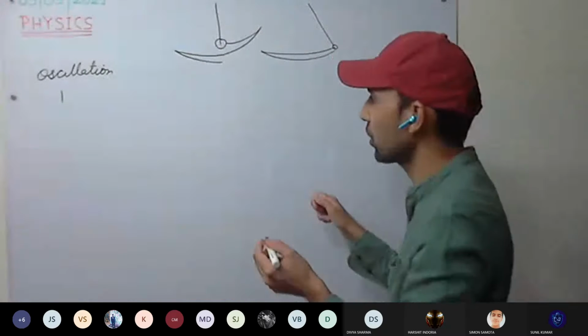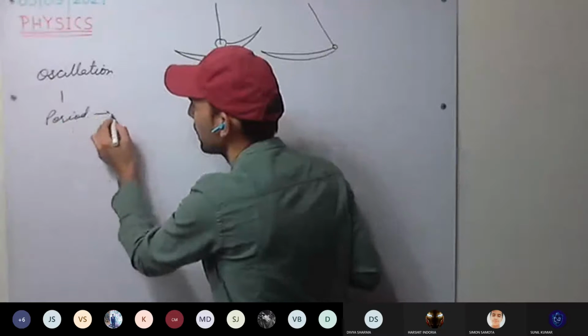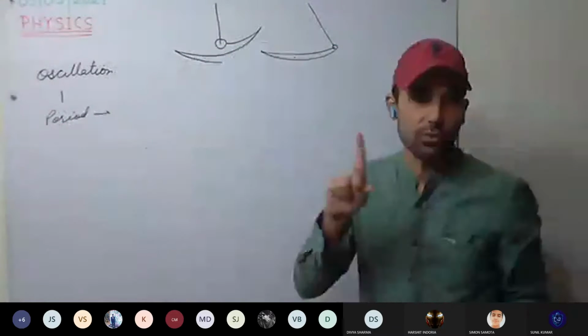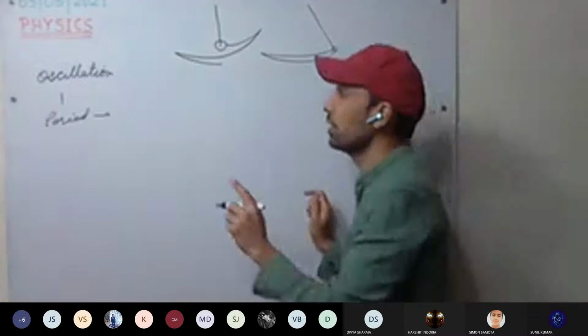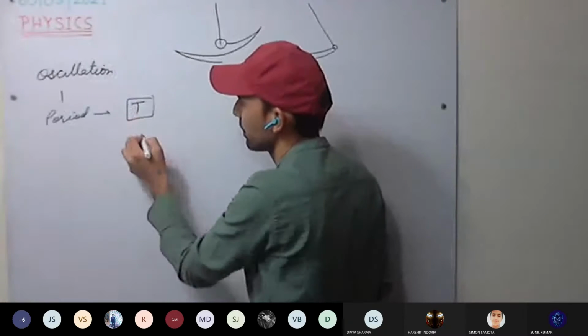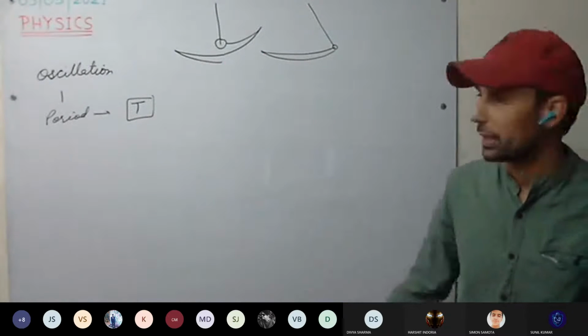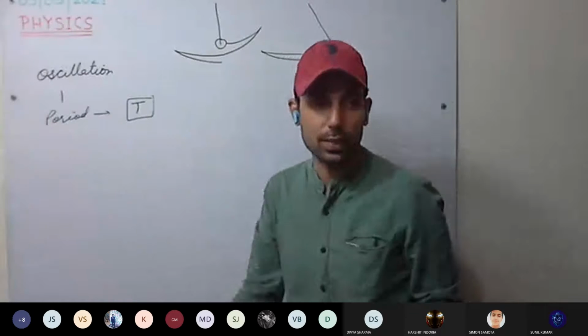Next we discuss period of oscillation. We call it the time period. That is the time taken to complete one oscillation. We represent it with T. That period we represented as T. Time period equal to T.